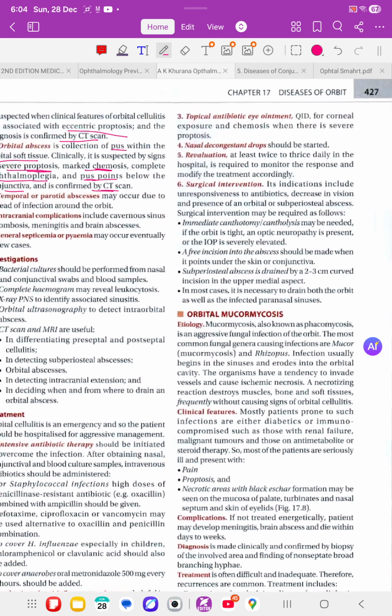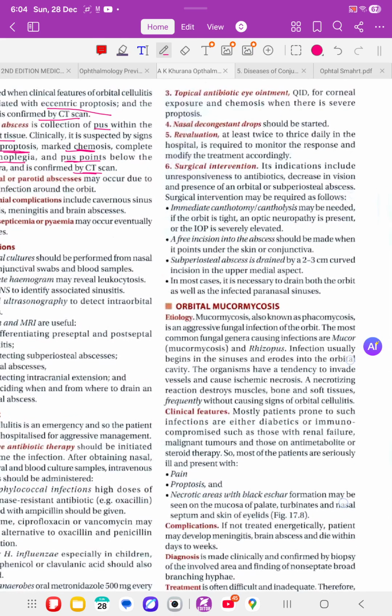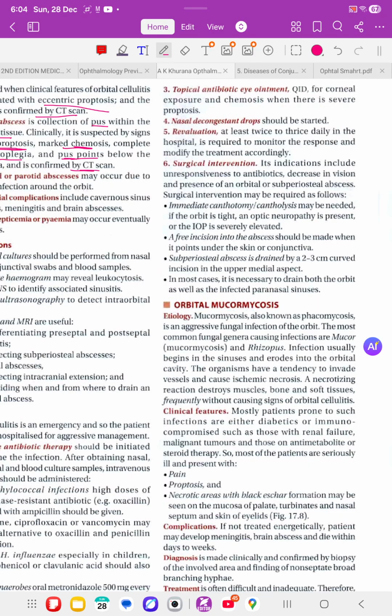Surgical intervention is indicated in unresponsiveness to antibiotics, decrease in vision, and presence of orbital abscess. If there is no improvement, then we have to do surgical intervention. Immediate canthotomy and cantholysis may be needed. If the orbit is tight, we have to decompress the orbital compartment pressure. Free incision to the abscess to get drainage of the abscess.